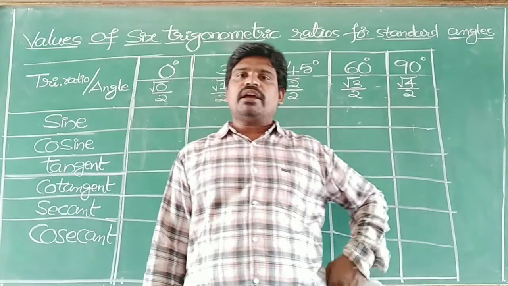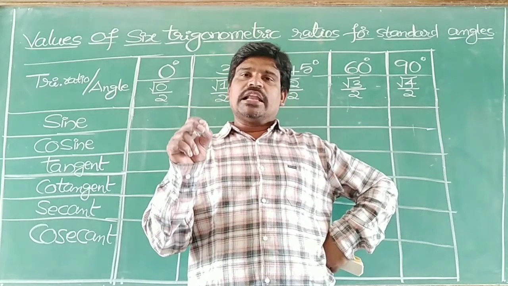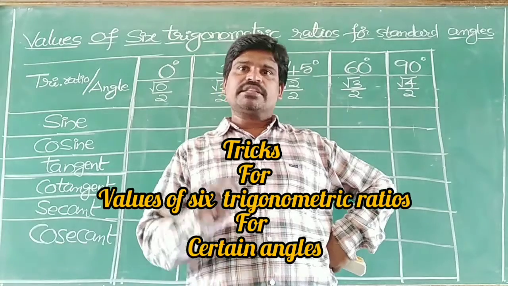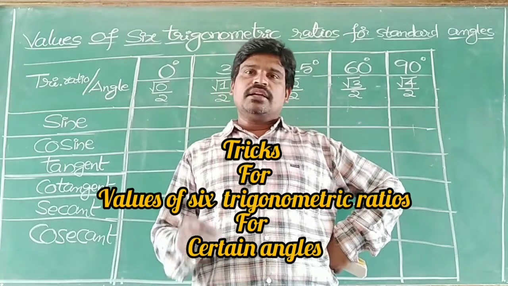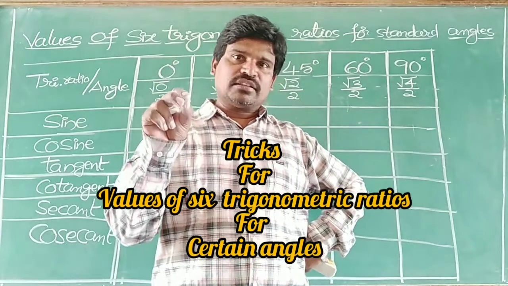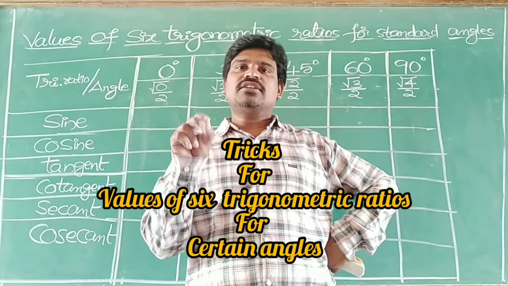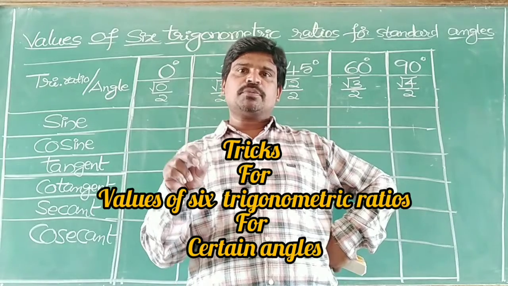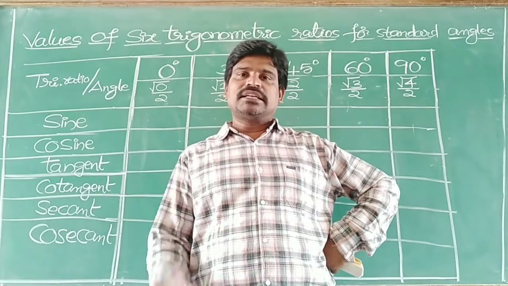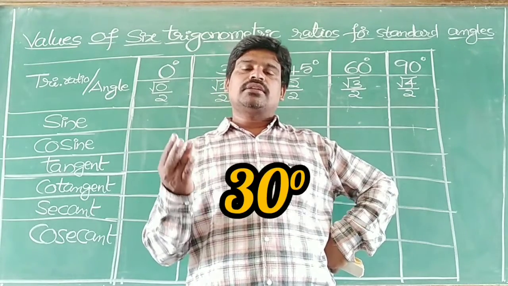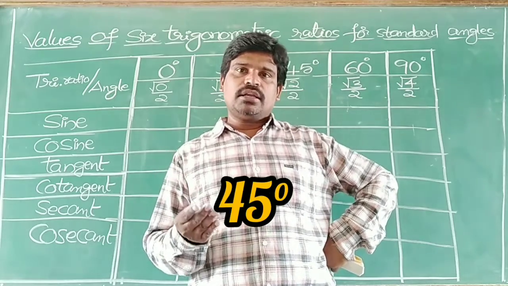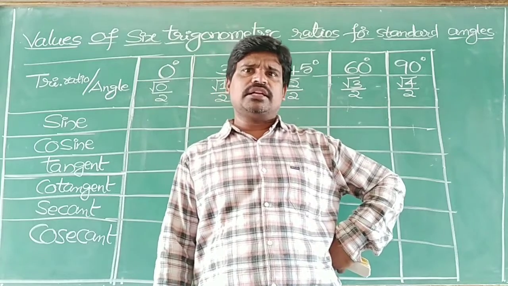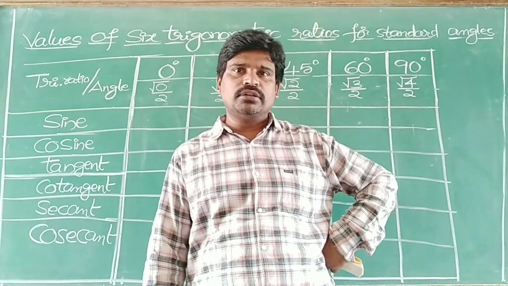Hi friends, now we are going to discuss the values of six trigonometric ratios for standard angles. This is very useful for 10th class students. There is a trick to remember the values of the six trigonometric ratios for certain angles. The certain angles are 0 degrees, 30 degrees, 45 degrees, 60 degrees and 90 degrees. These are the standard angles for these six trigonometric ratios.